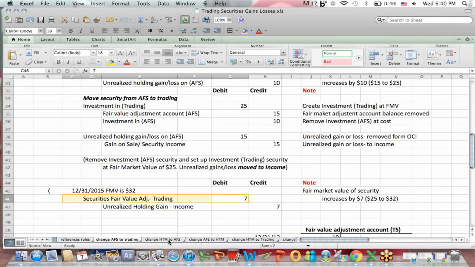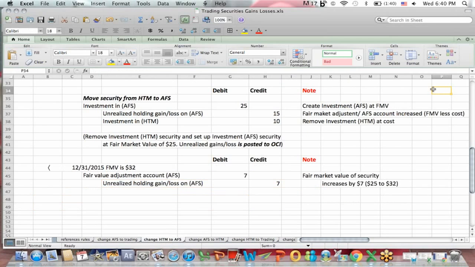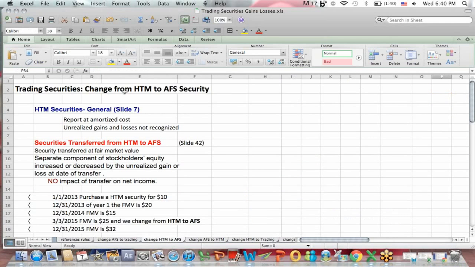Let's do one other one, which is going from hold to maturity to available for sale. Now, hold to maturity is only a type of valuation for bonds. It doesn't exist for equity because equity securities by definition have an unlimited life. So there is no maturity date for common stock. There is no maturity for an equity security. So we report those hold to maturity securities at cost.